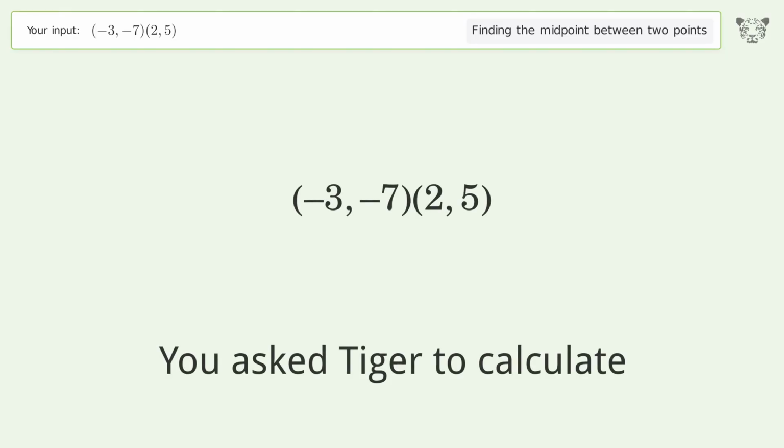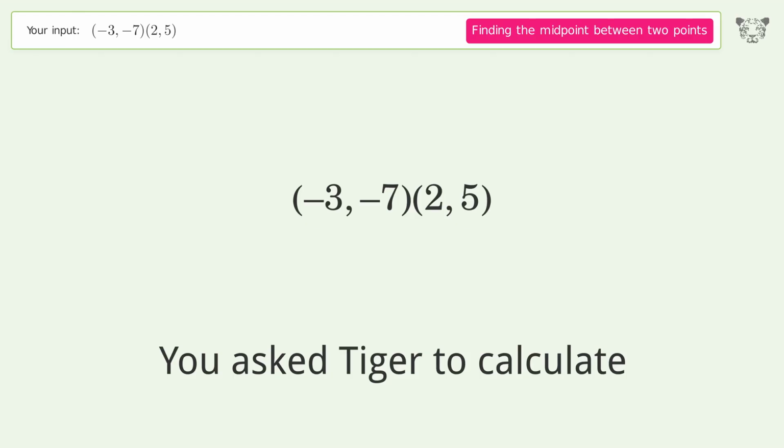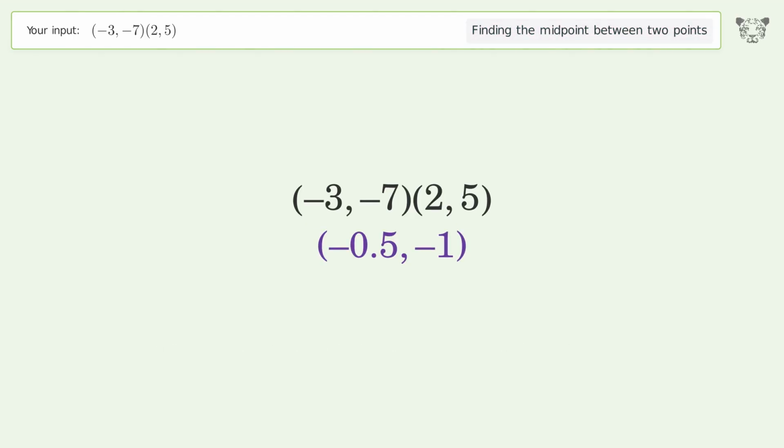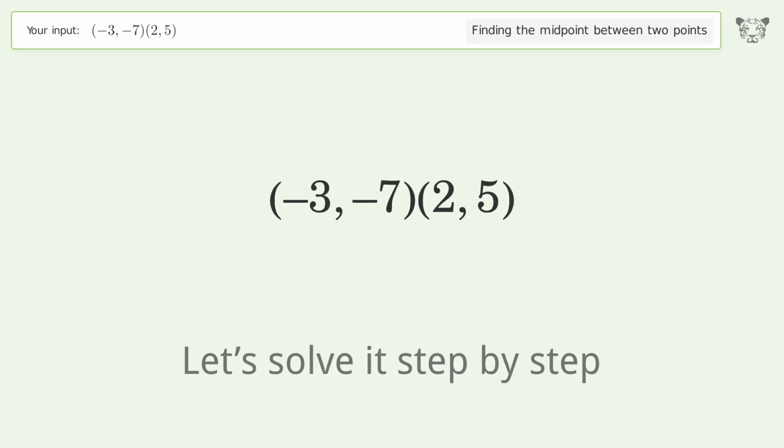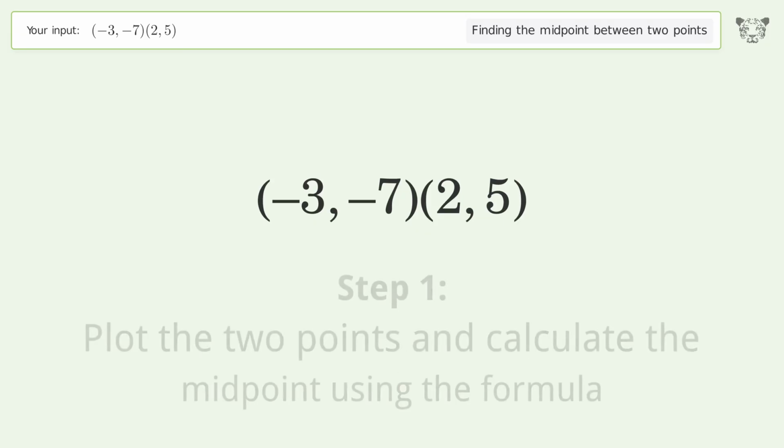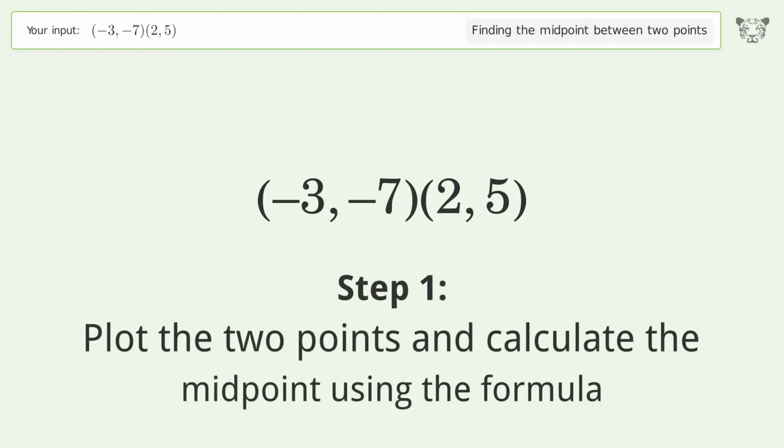You ask Tiger to calculate. This deals with finding the midpoint between 2 points. The midpoint between the 2 points is negative 0.5, negative 1. Let's solve it step by step. Plot the 2 points and calculate the midpoint using the formula.